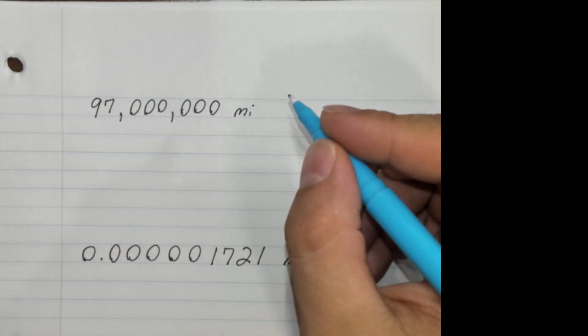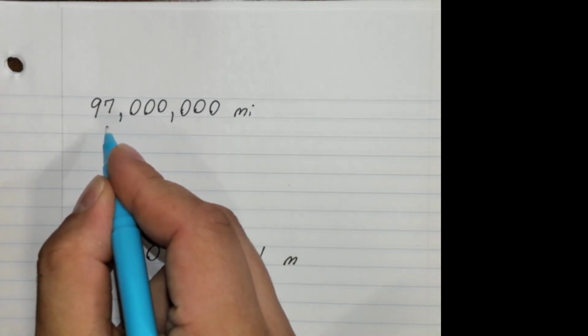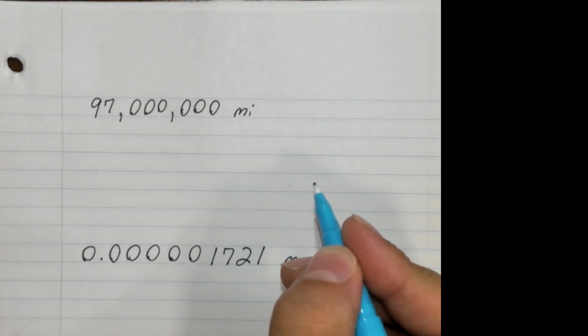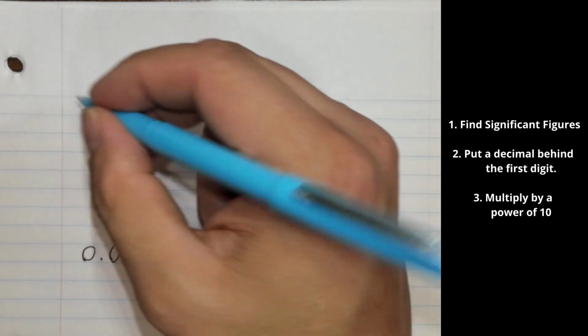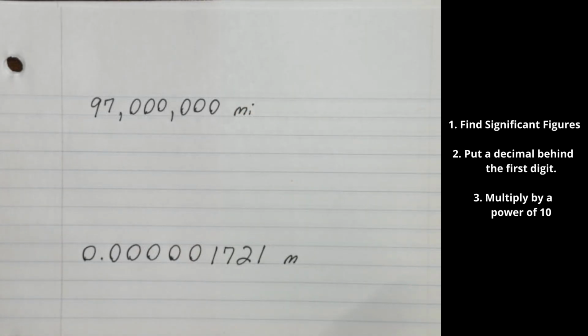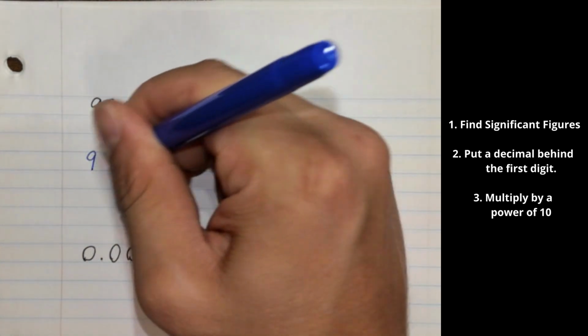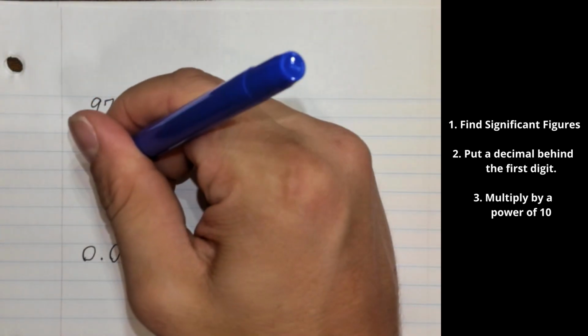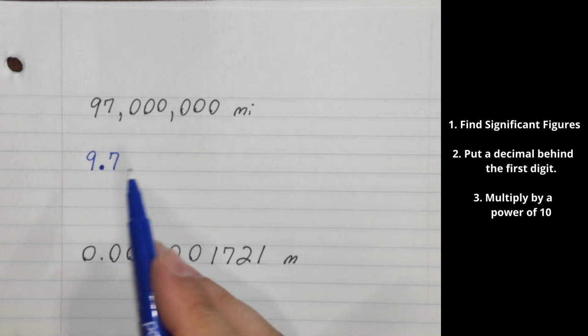So I'm going to find the significant figures. I only have two significant figures: a 9 and a 7. And then I'm going to count. Well, actually, before I count, I'm going to write my significant figures down here. I've got my 9, my 7, and I'm going to put a decimal point after the first significant figure. So now I have 9.7.